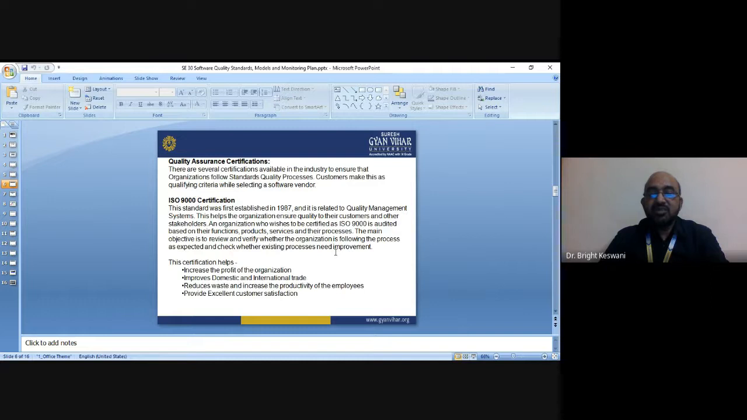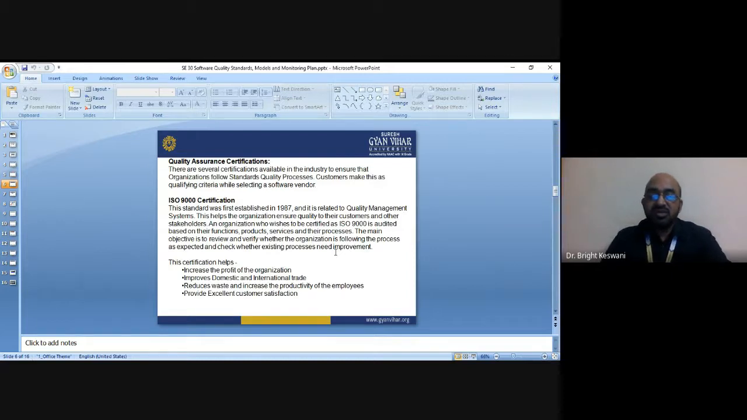And this certification helps in many ways. It helps increase the profit of the organization. It helps to improve domestic and international trade. It reduces waste and increases the productivity of the employee, and it provides excellent customer satisfaction because it is related to the quality management system. It is a certification which assures the quality standard. So it provides excellent customer satisfaction.